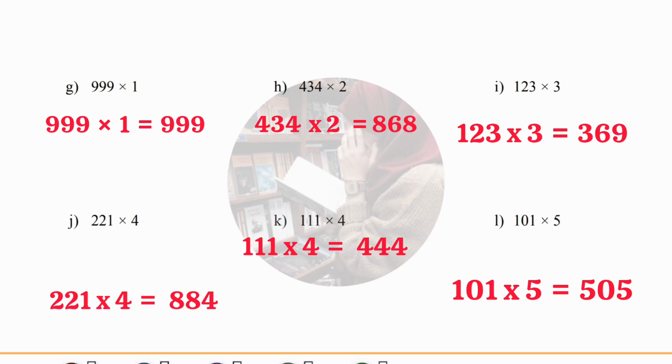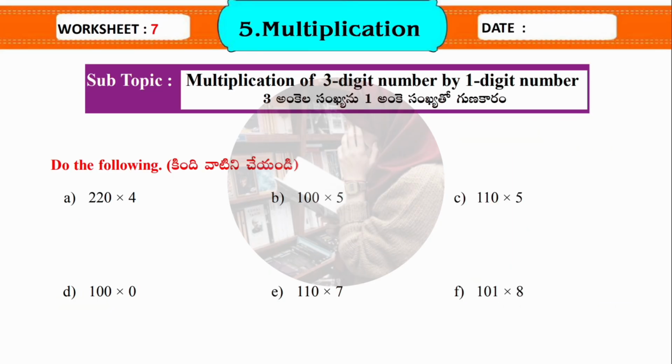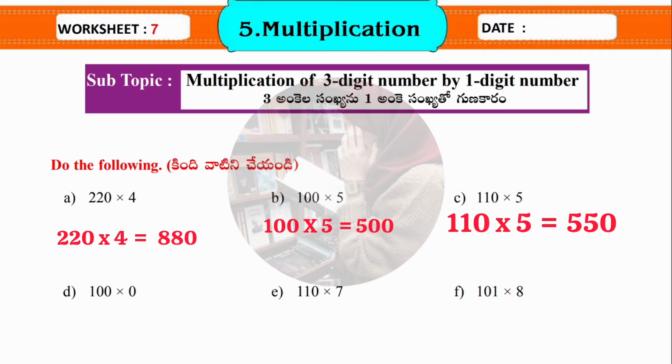That is worksheet number 7. Here the subtopic is multiplication of 3-digit number by 1-digit number. So let's do this. First one is 220 multiplied by 4. 4 2s 8, 4 2s 8. 880 is your answer. Next one, 100 multiplied by 5. 5 1s 5, so 500 is your answer. Next, 110 multiplied by 5. 500, 5 1s 5. So 550 is your answer.